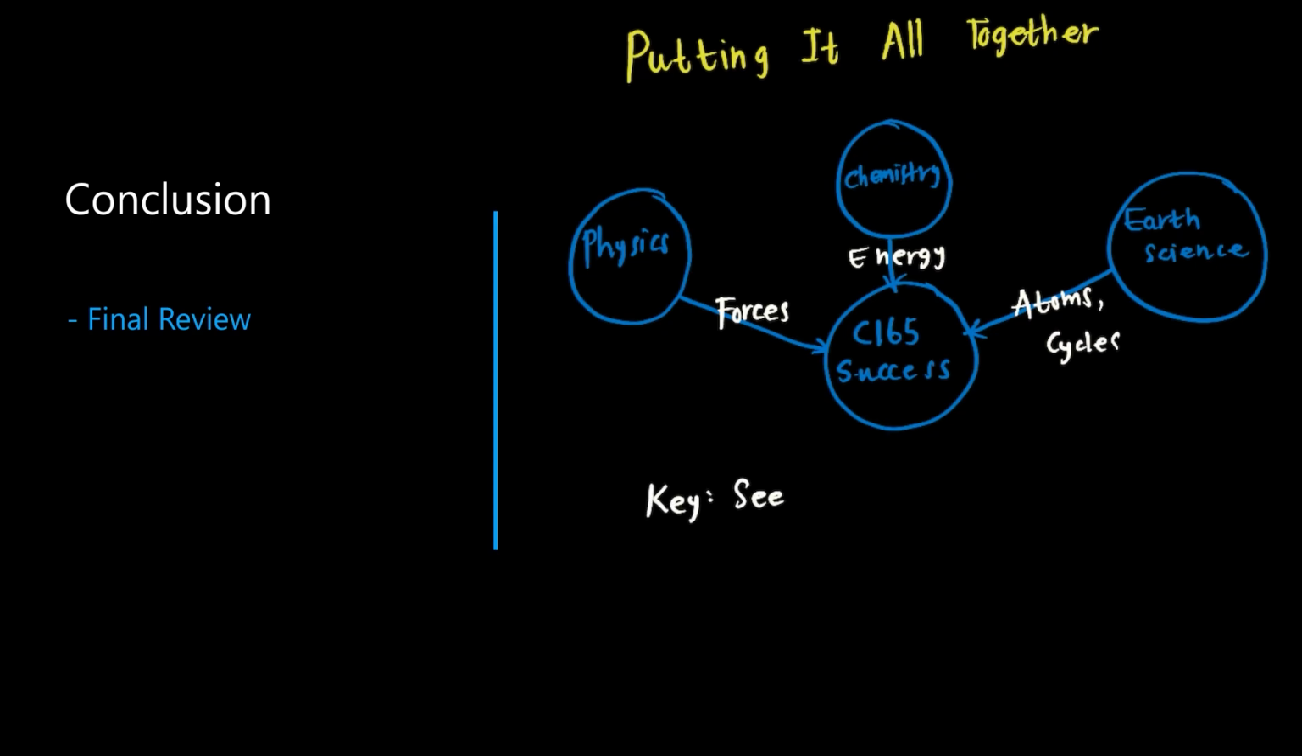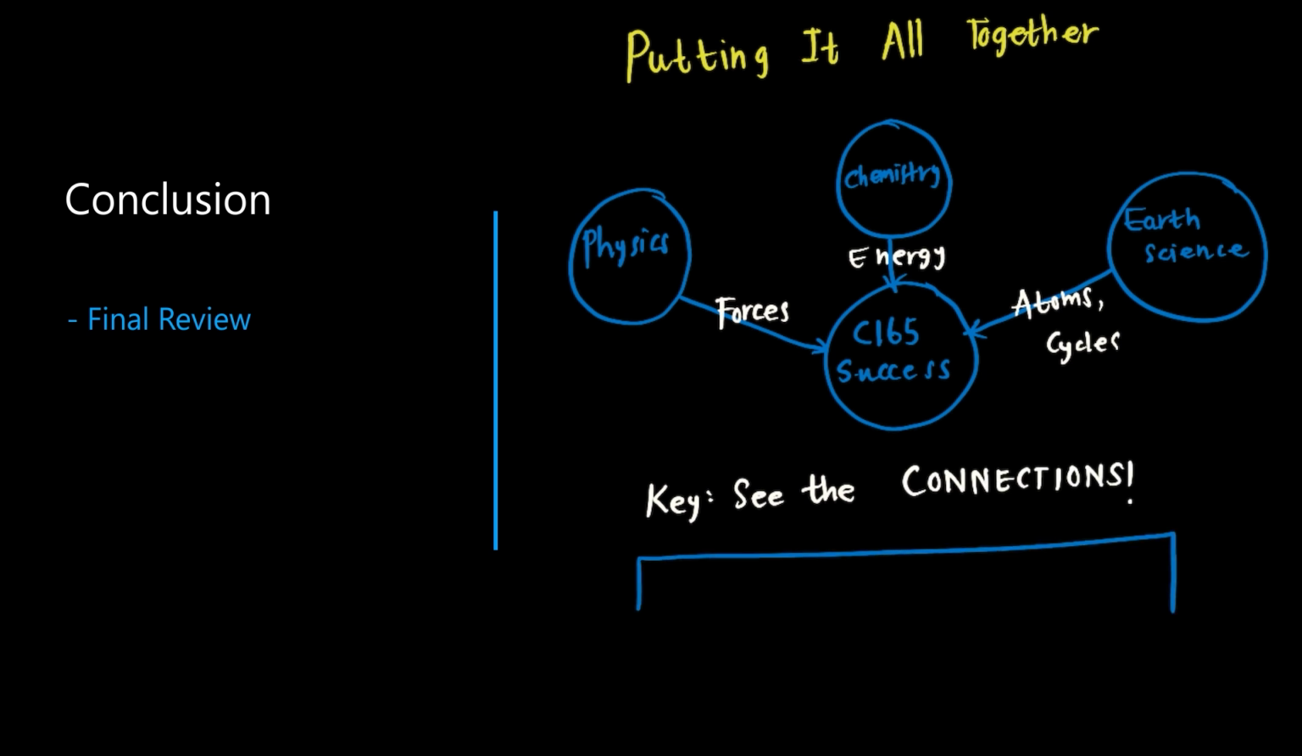The key to succeeding on your C165 OA exam is to see these connections. Don't just memorise isolated facts. Understand how force leads to acceleration, how that acceleration plays a role in planetary orbits, how planetary conditions allow for certain chemical processes, and how those processes shape the world.